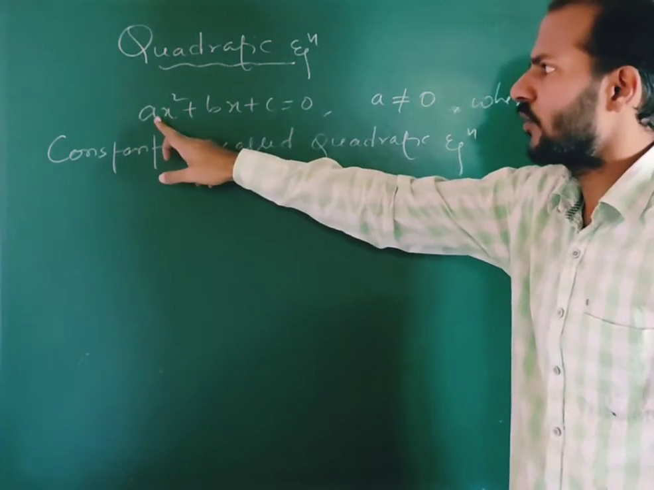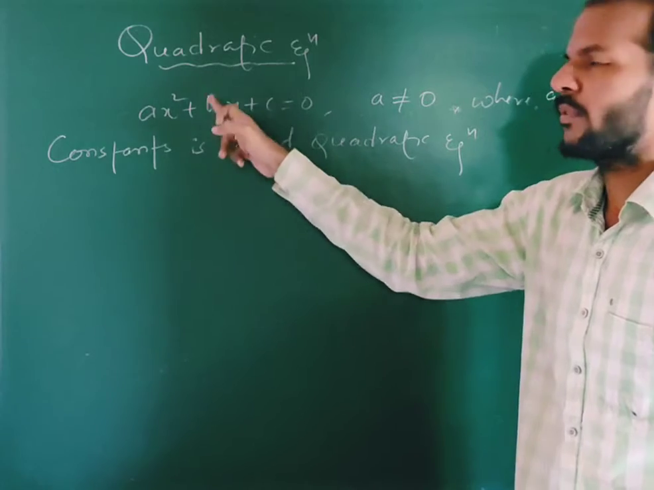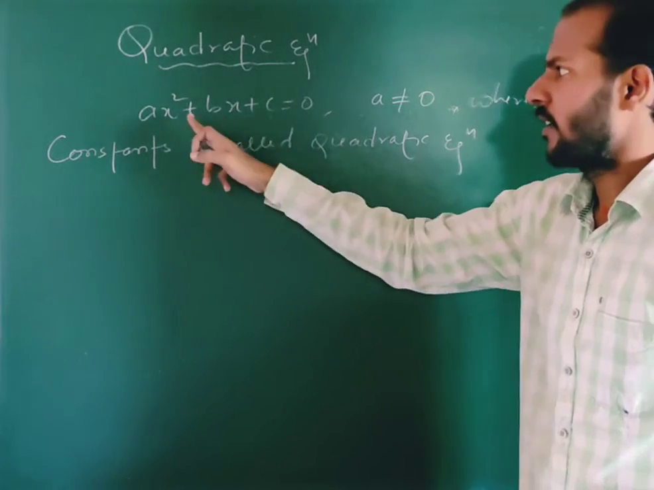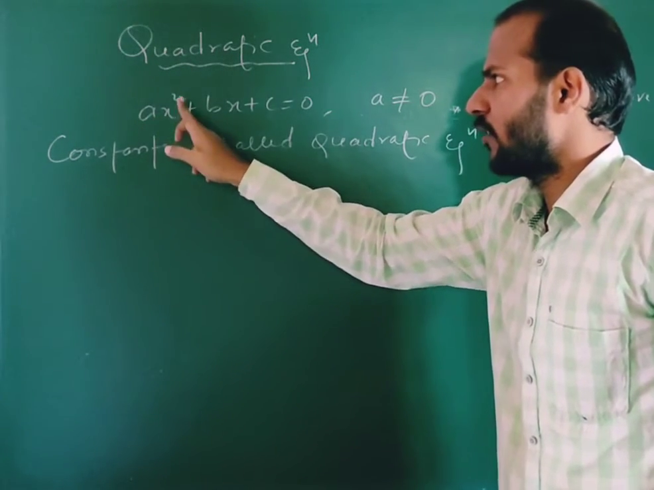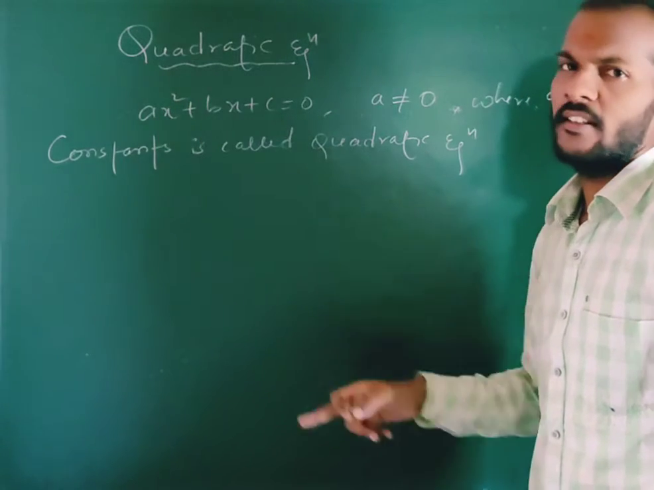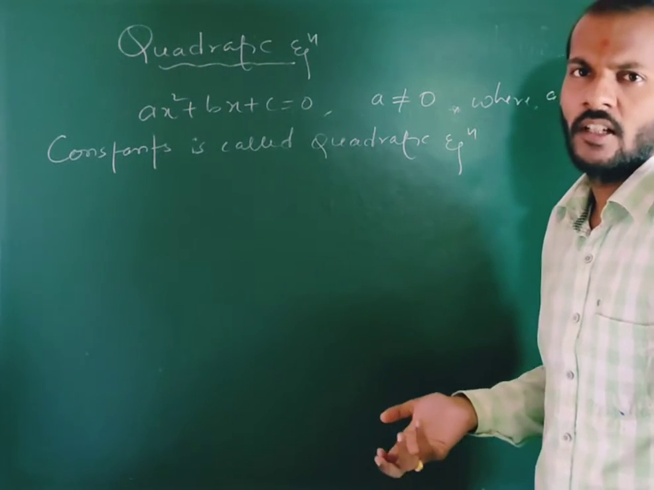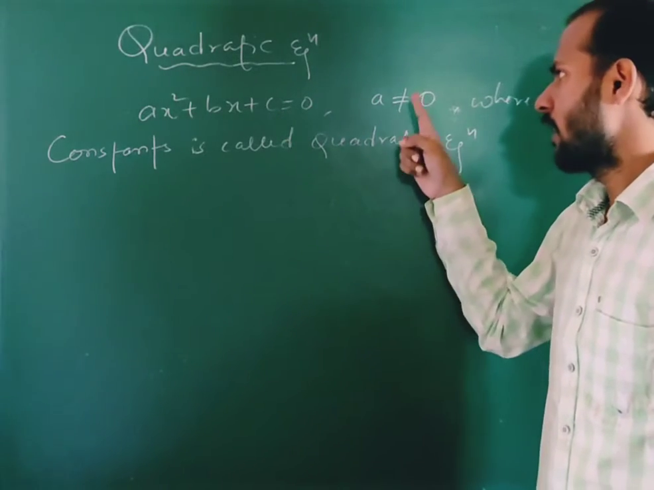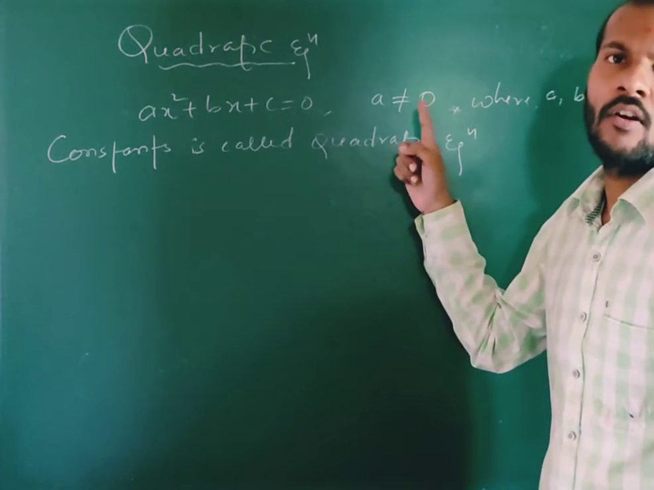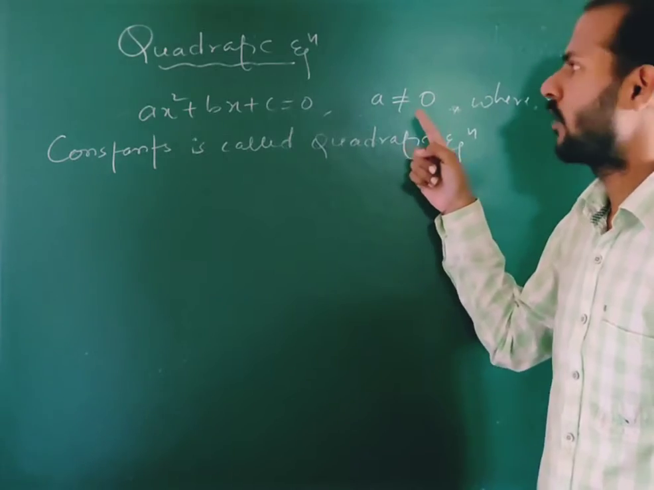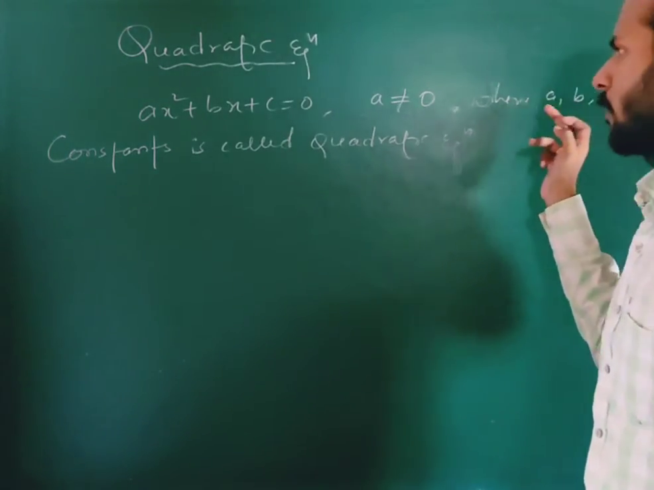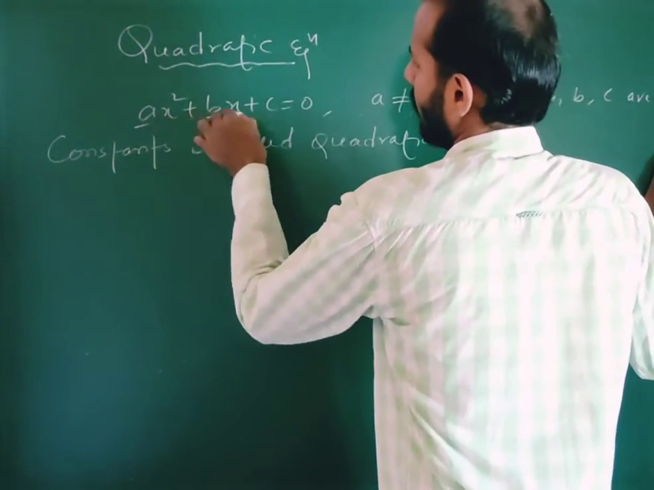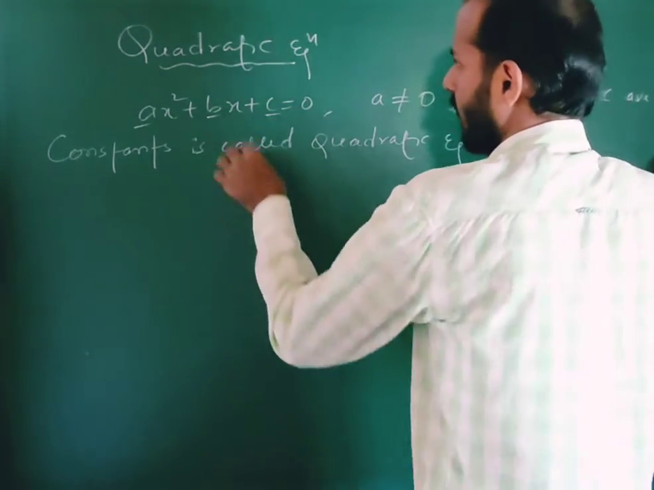In the form ax square plus bx plus c equals 0, a is not equal to 0. If a equals 0, the equation becomes linear. If a equals 0, then a into x square, that is 0 into x square, is 0 only. Therefore there is no meaning in saying a quadratic equation. So a must not equal 0, where a, b, c are constants and x is a variable.